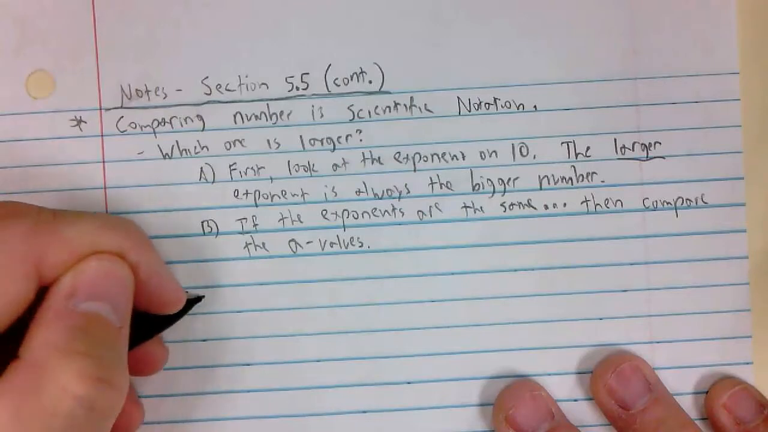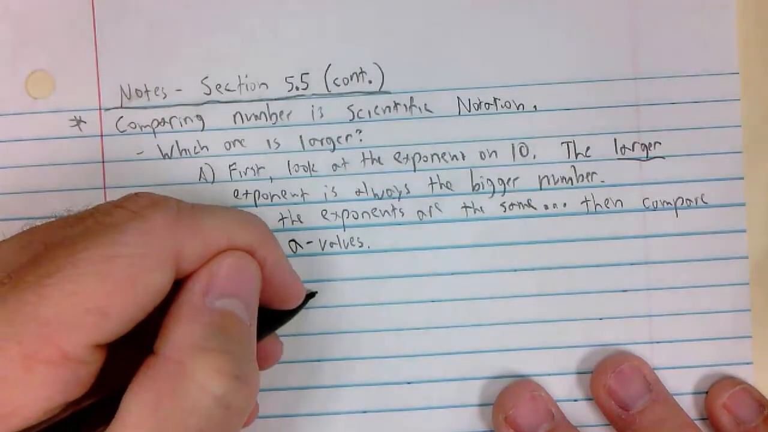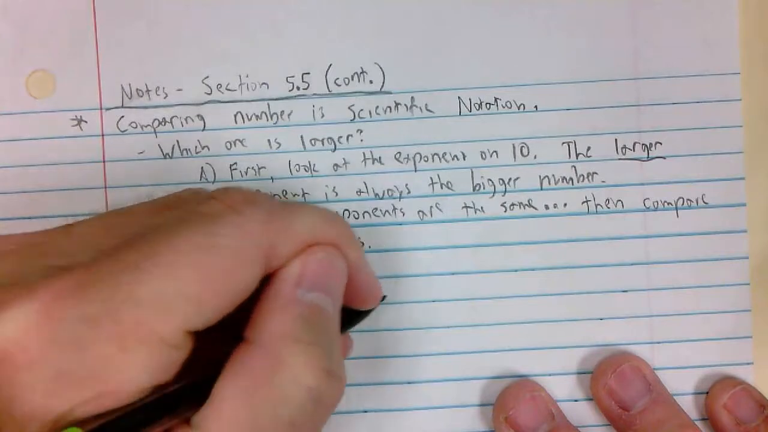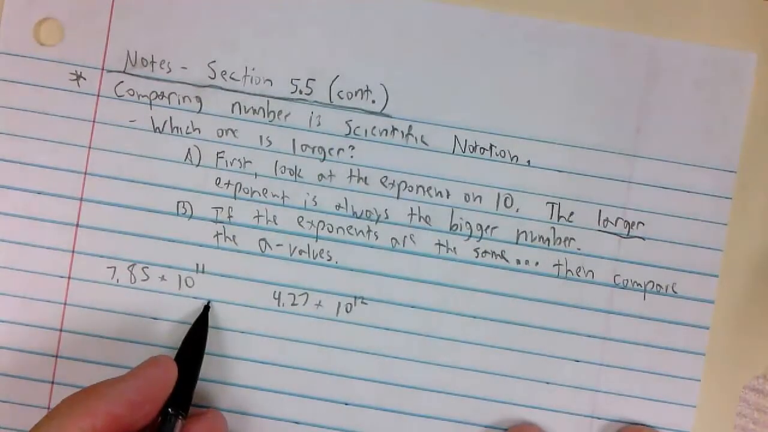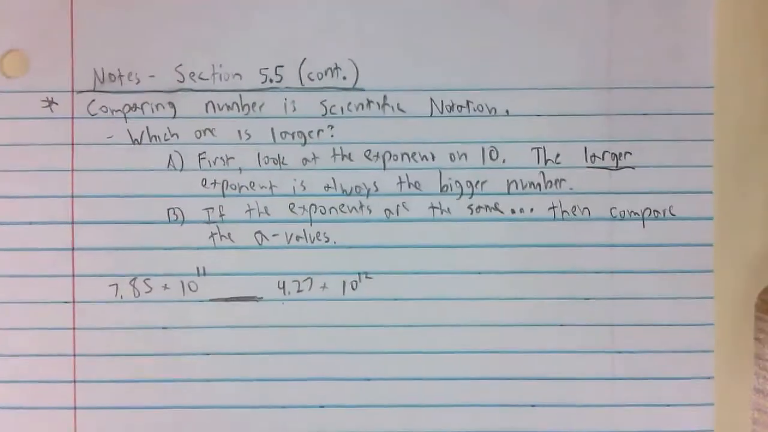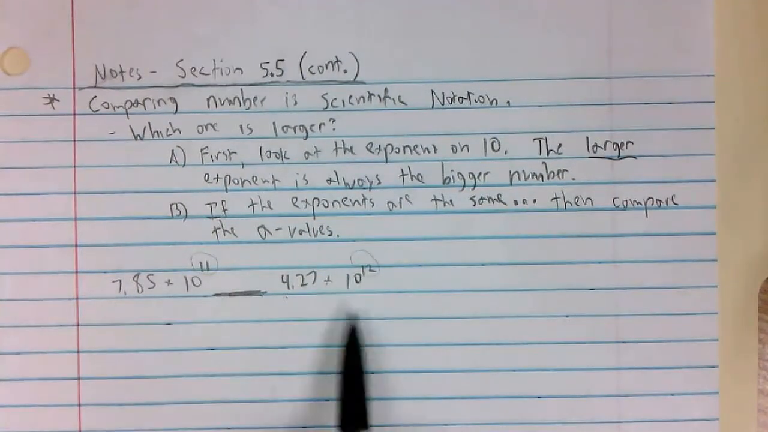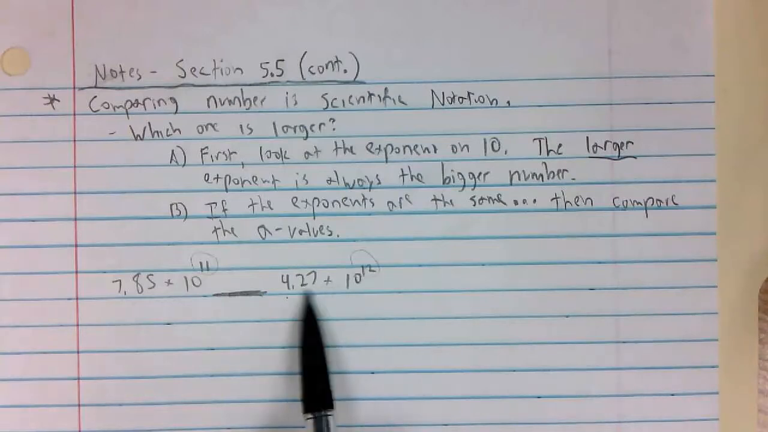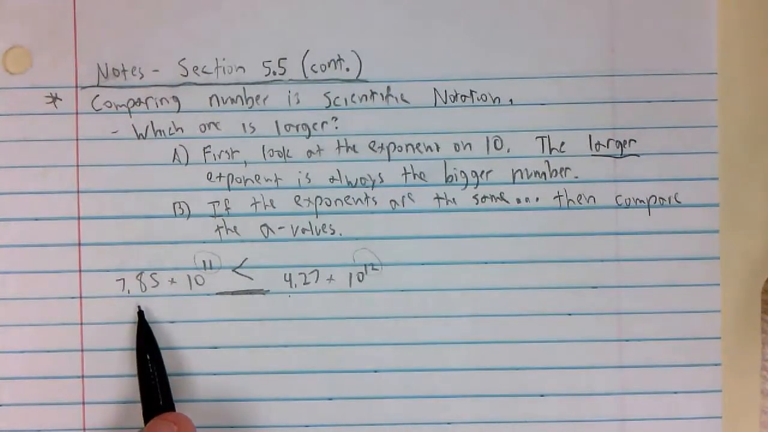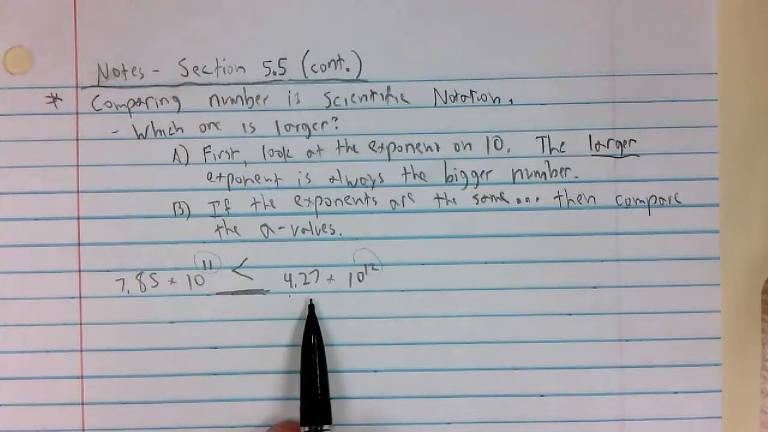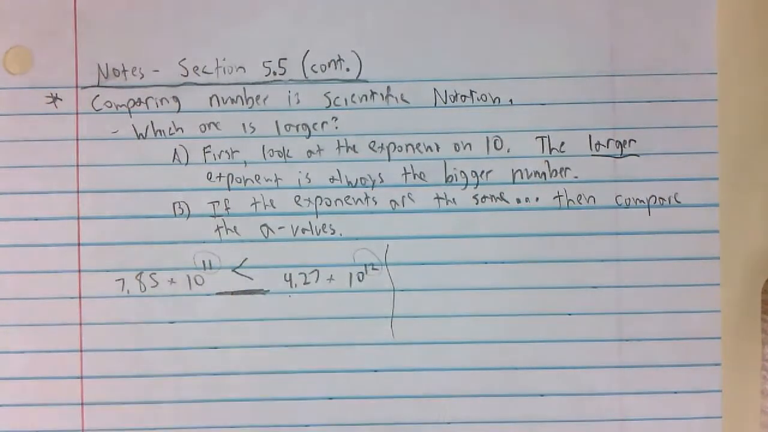So if I had 7.85 times 10 to the 11th, and I had 4.27 times 10 to the 12th, and I want to know which one is bigger, the first thing I do is I look at the exponents, and since this one has a larger exponent, it is a bigger number. It doesn't matter that 7.85 is bigger than 4.27. The number with the larger exponent is always the bigger number.